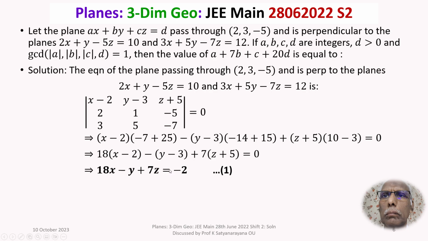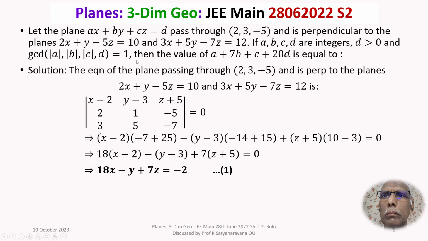Practically, we have got the plane, this plane ax plus by plus cz is equal to d. But we have to verify only a, b, c, d. Do they have the properties mentioned here? That is, a, b, c, d are all integers, d is greater than 0, and the GCD of mod a, mod b, mod c, d is equal to 1.